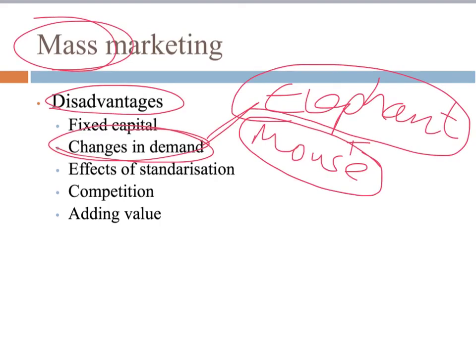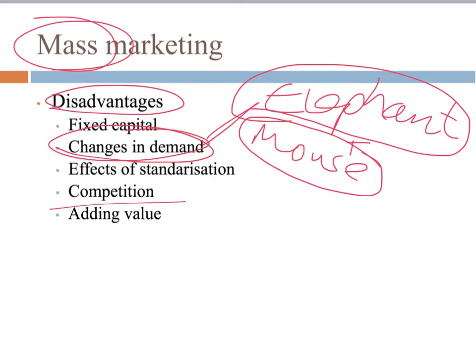Next, let's look at the effects of standardization. It can be difficult to appeal directly to individual customers because mass market products must be designed to suit all customers. That's the point of them. As a result, prices tend to be lower, therefore reducing the opportunities for high profits.